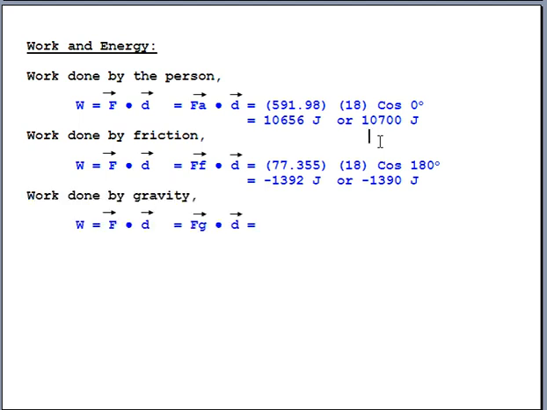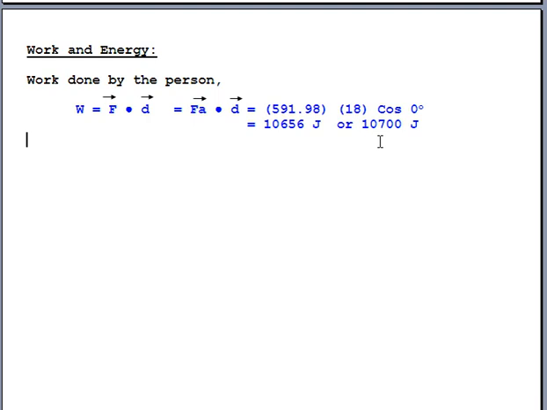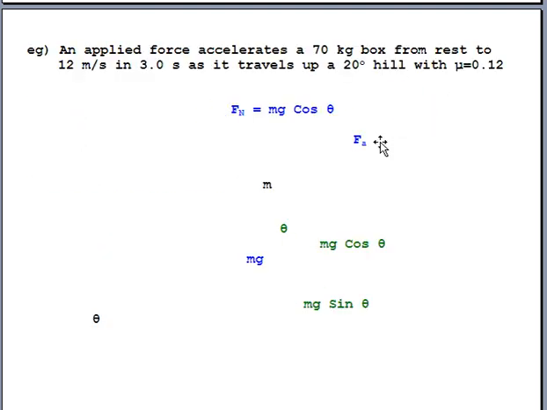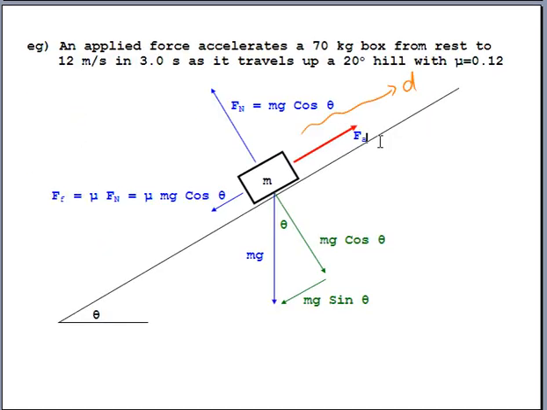What about this one? What about the work done by gravity? This one has a couple of different ways that people like to calculate it. They both give the same answer if you're careful. So I've got to go back and look at the picture, trying to figure out the angle here between the gravity force and the displacement. You have two choices. The displacement definitely goes up the hill.